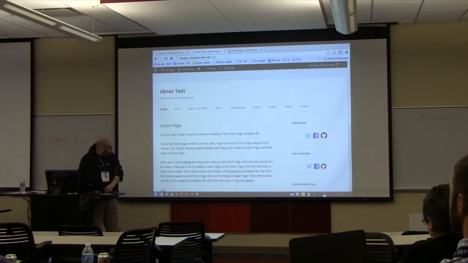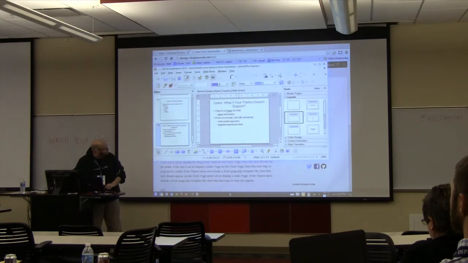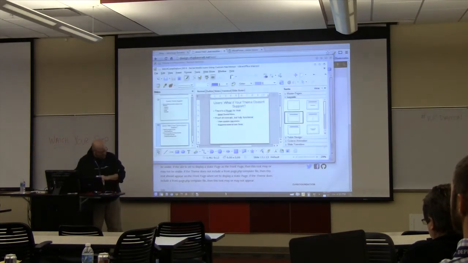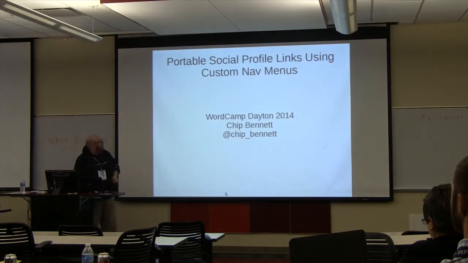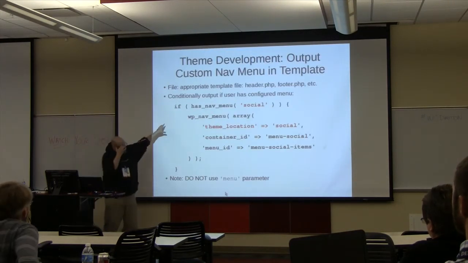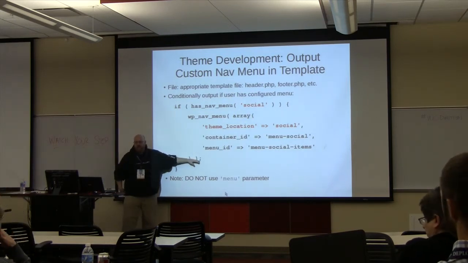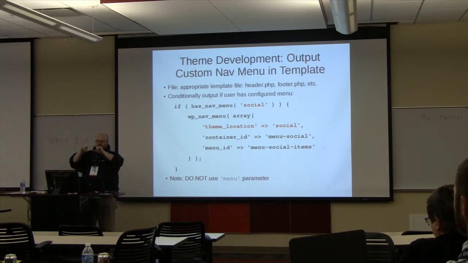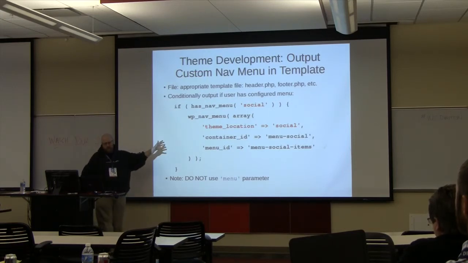So this code here, this goes right in the template file. So wherever you want to put that, if you have kind of like an information bar and you want to have social network links in there, if you want to put it down in the footer, you output that wherever you want and pick how you want to style it.